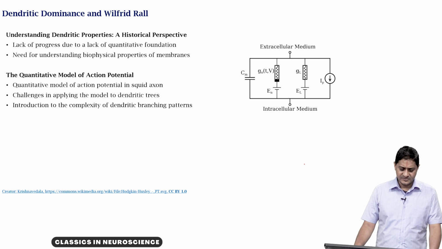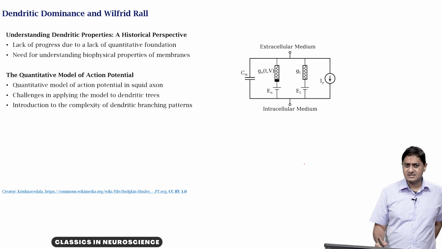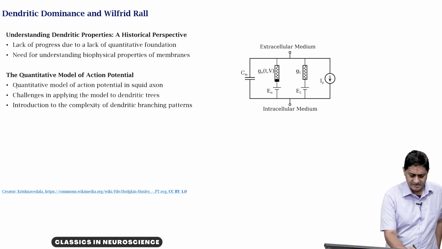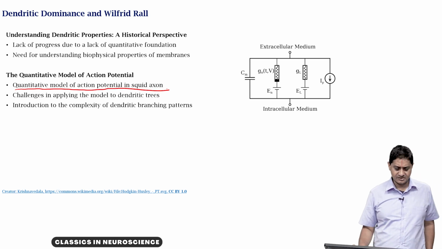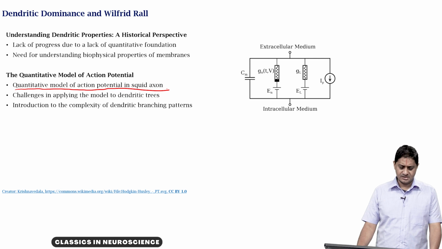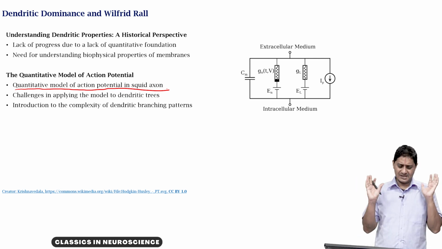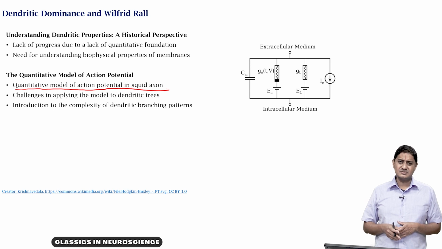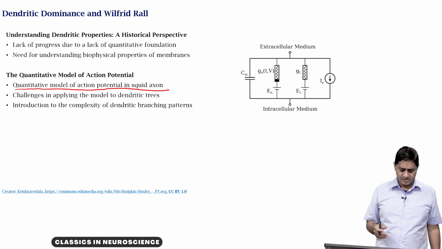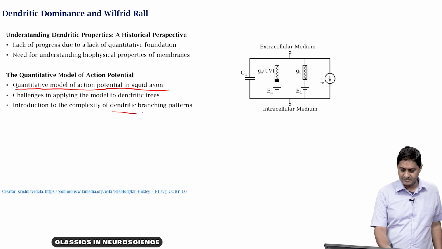The answer is no. So, what was done by Hodgkin and Huxley is a quantitative or analytical model of action potential in the squid giant axon. And there were challenges in applying this model to dendritic trees. Why? Because there were just so many branches, the number of such circuits will become huge. So, there was a huge complexity due to the branching patterns.